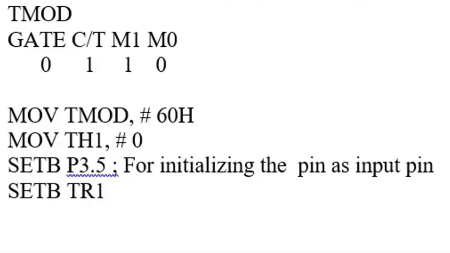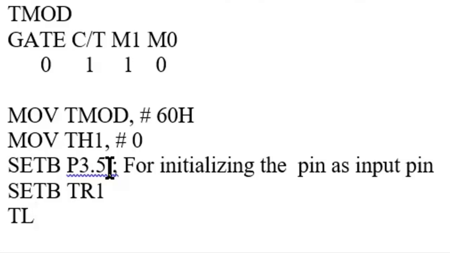We ran the timer. What will happen when we run the timer? Automatically, according to the input value at pin P3.5, timer will be incremented. Now where will the timer increment? As we are using the timer in mode 2, so TL is ultimately the effective part. This will be incremented, not TH. As this is mode 2, mode 2 is the 8-bit operation, so TL will be incremented.